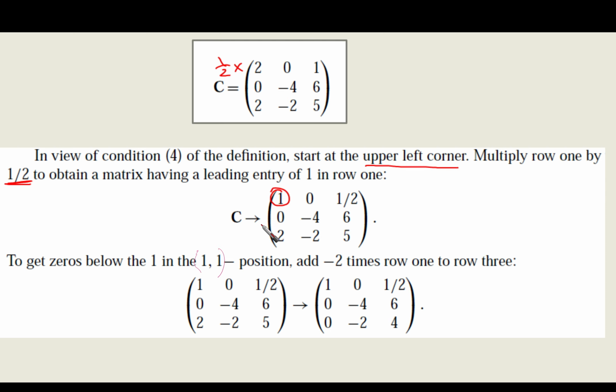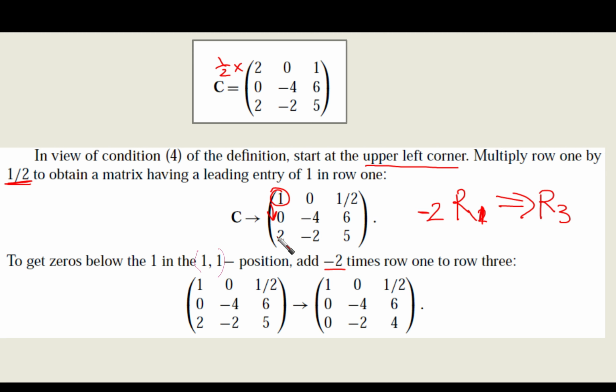Then the next step is to get zeros below 1. So we need to look down to find all of them zeros. So in the position under this one, we need to have all the elements to be 0. Add -2 times row 1 to row 3. That's right, we're going to multiply -2 times row 1 and add it to row 3 and put it in row 3.